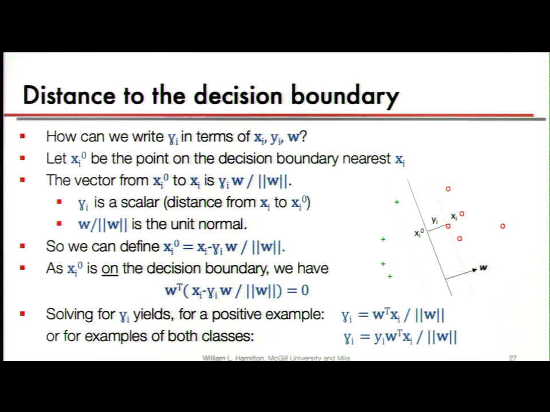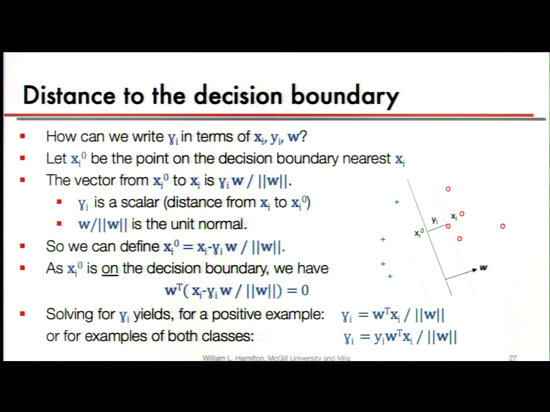We can then do some more algebra, and what we end up with is that, solving for this gamma i term, if we're just looking at a positive example, gamma i is going to be w transpose times xi divided by the norm of w. And more generally, for any data point, the margin, the distance from that data point to the separating hyperplane, is going to be equal to y times w transpose x, so the dot product of w and x, divided by the norm of our parameter vector.